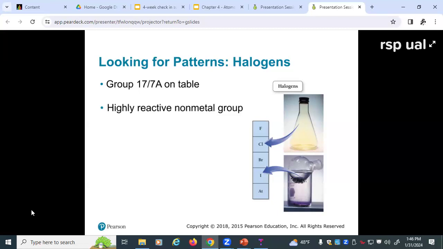They're highly reactive. And so even though we don't associate the reaction with water or with air, we understand that they are reactive enough that if they don't have something to react with, they will react with themselves and form molecules rather than stay atoms.